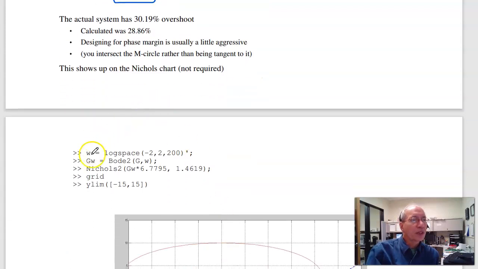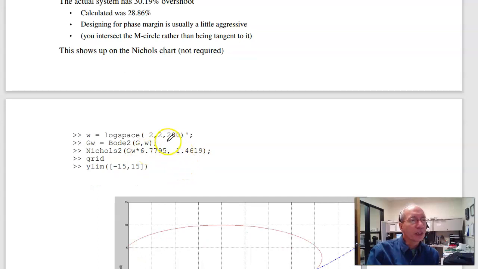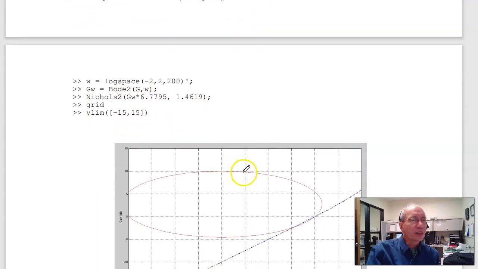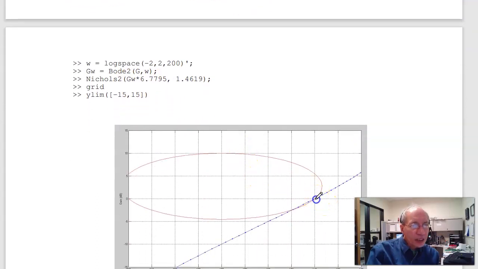And you can see that if I plot this on a Nichols chart. This isn't required, but it does help illustrate what's going on. Plot G times K on a Nichols chart, and notice that I intersect the M circle right here, and actually went slightly inside. That slightly inside is what causes the overshoot to be too high.